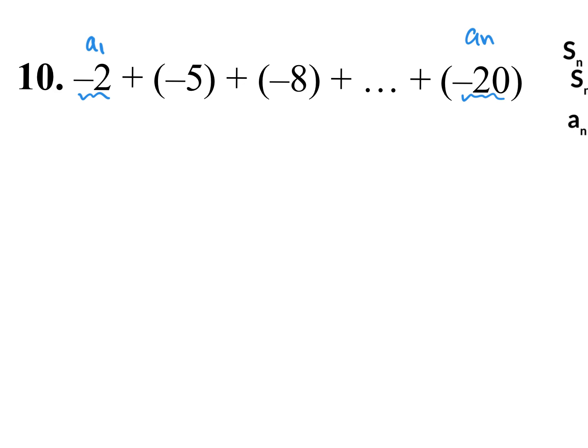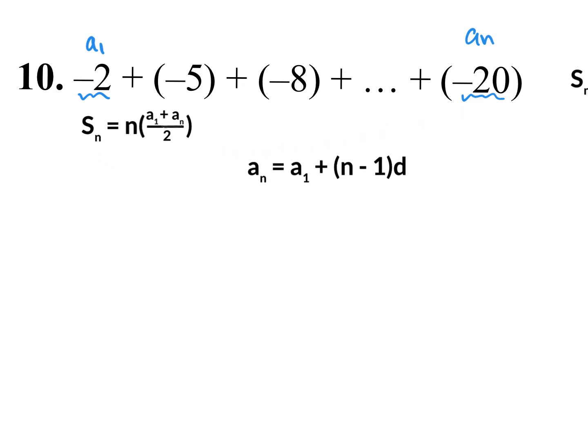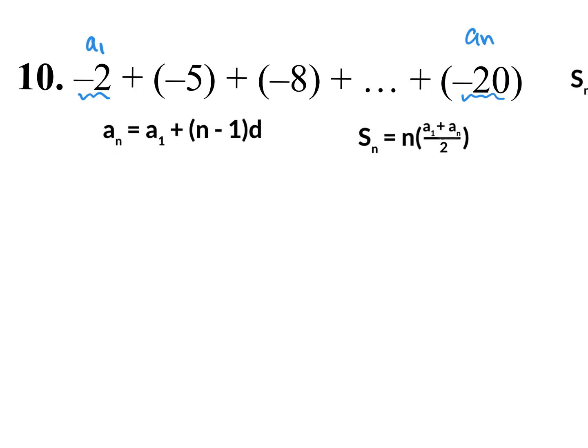So if you think about the two formulas that you know, the S sub n or the A sub n, or I should have probably put the A sub n first and S sub n second, which one are we going to be using? Well, is there any other information that I could pull out of this series? Common difference. Thank you so much for stating that.